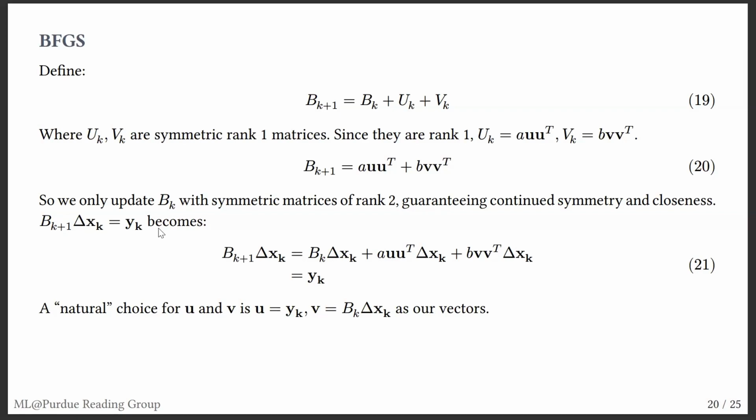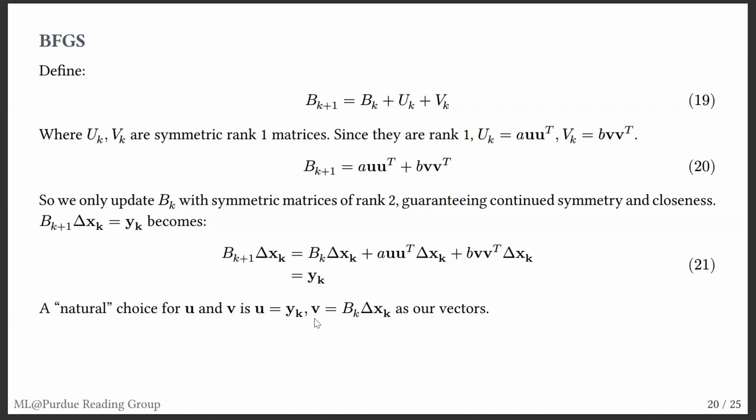The natural choice for u and v is y of k and B of k delta x k. This is a little weird, but those are the only 2 vectors you actually have access to, right? You currently have y of k, and this is another vector. So you have 2 vectors.